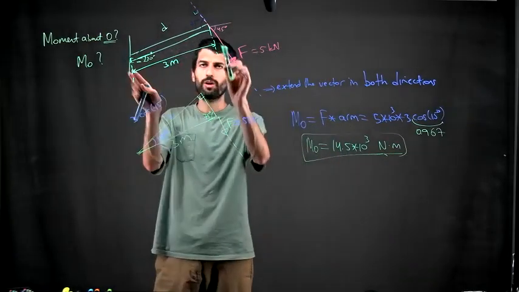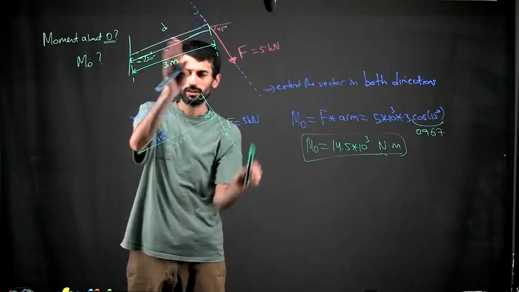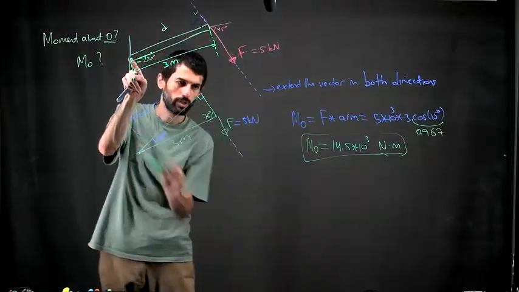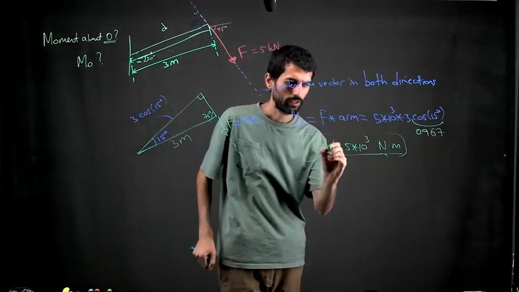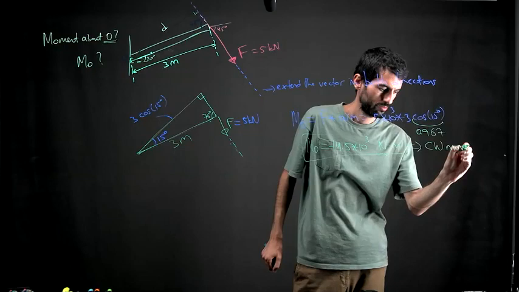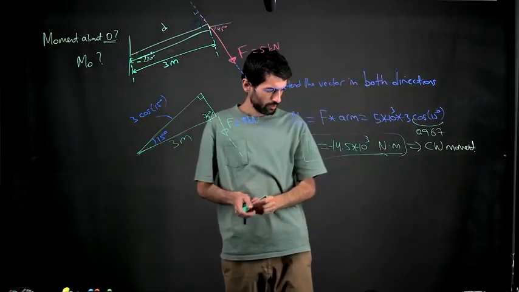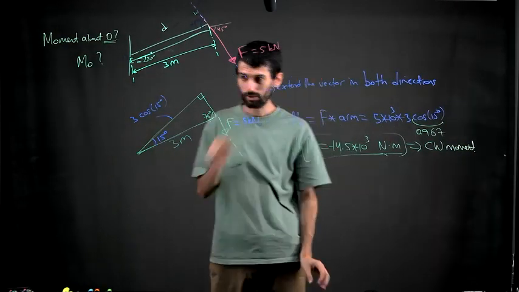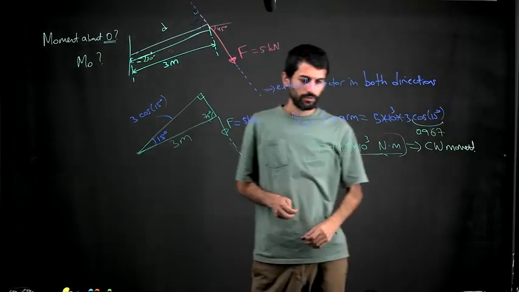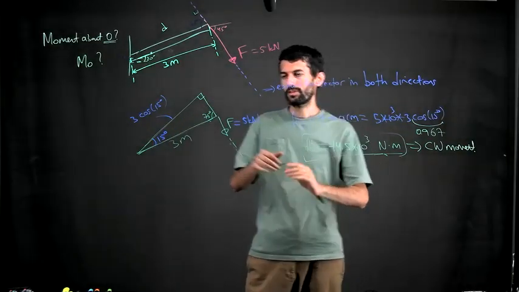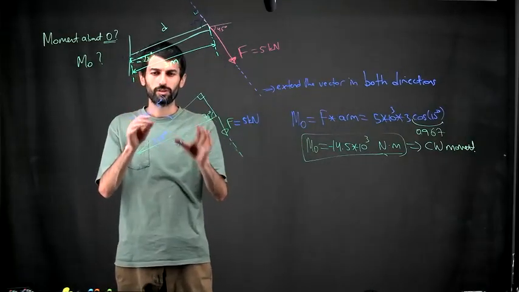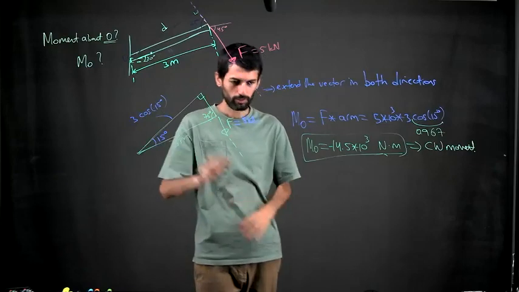But I know that this moment, or torque, is clockwise. It tries to rotate this in a clockwise direction. So that is negative. It is a clockwise moment. Okay, so that's all for this problem. But we can try another method, which I will try in the second part of the recording.